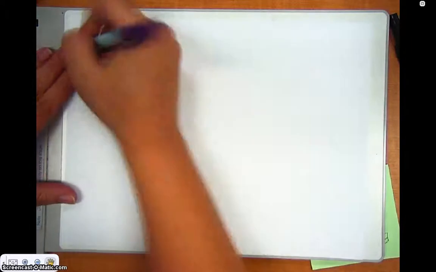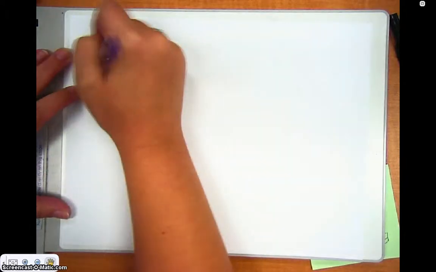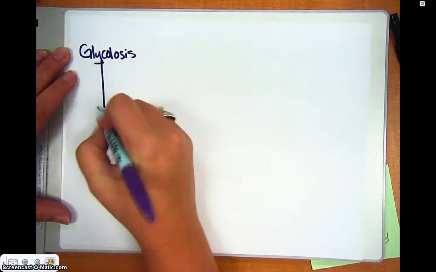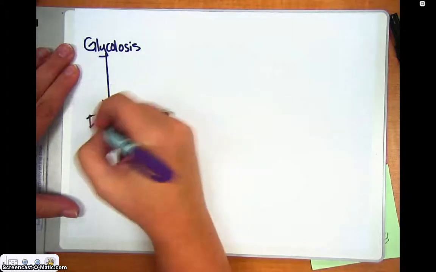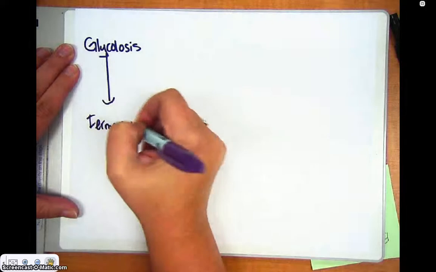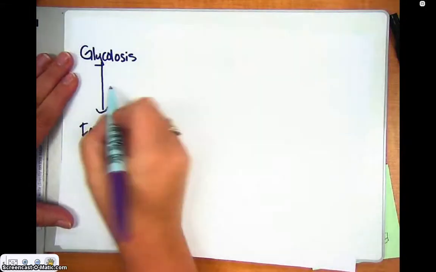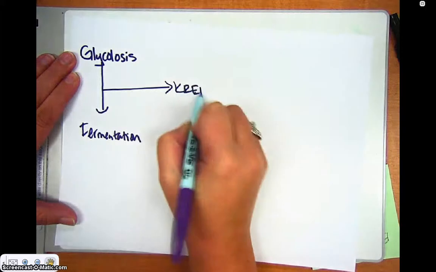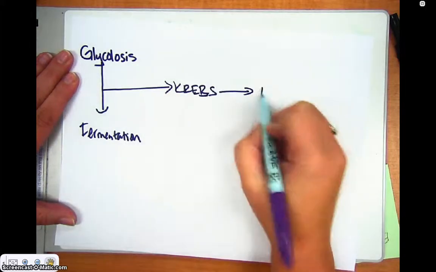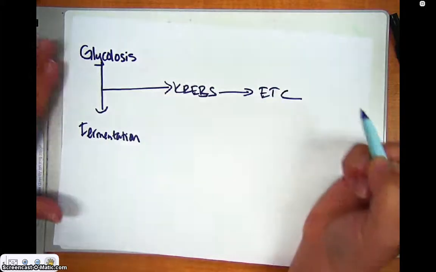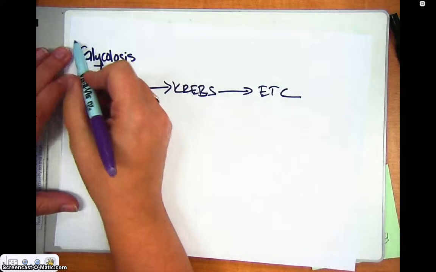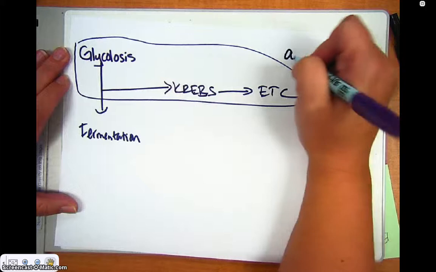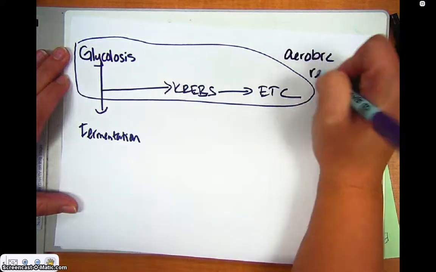Okay, so we have glycolysis. I'm just going to shorten it up here. Glycolysis, and then we have fermentation. Okay, or from glycolysis instead we could go this way and we could do Krebs cycle, Krebs to the electron transport chain. Okay, so this process, these right here, this is considered aerobic respiration.